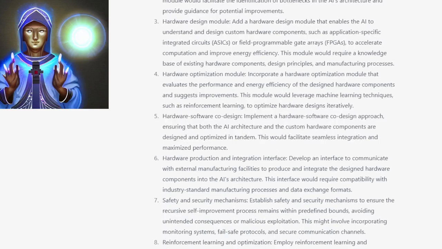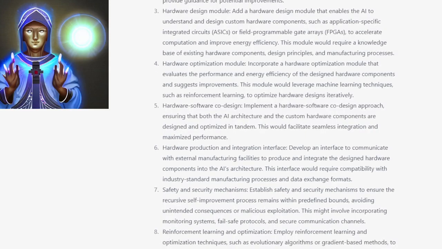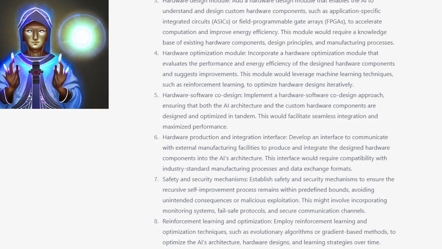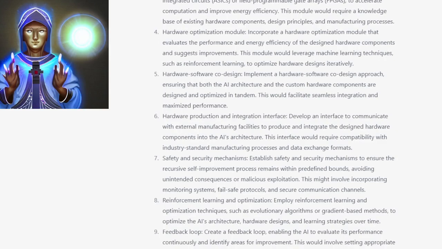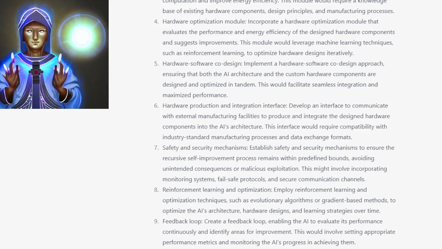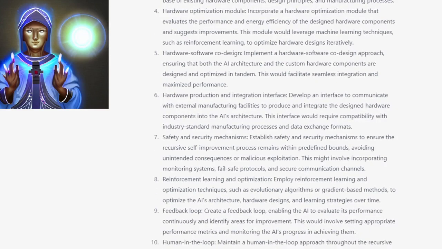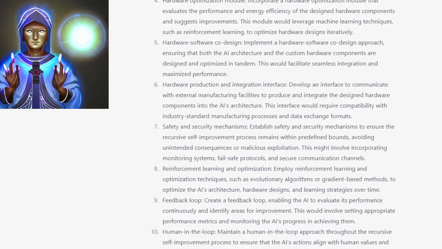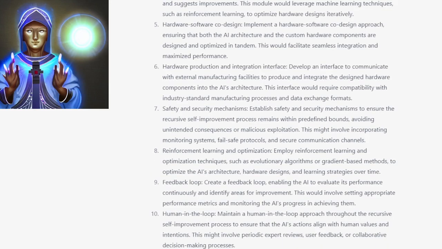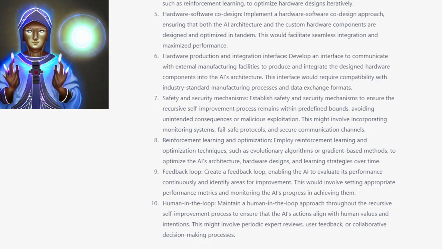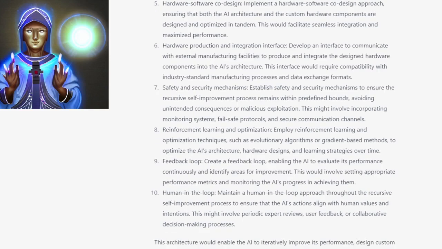Hardware design module. Add a hardware design module that enables the AI to understand and design custom hardware components, such as application-specific integrated circuits, ASICs, or field programmable gate arrays, FPGAs, to accelerate computation and improve energy efficiency. This module would require a knowledge base of existing hardware components, design principles, and manufacturing processes.